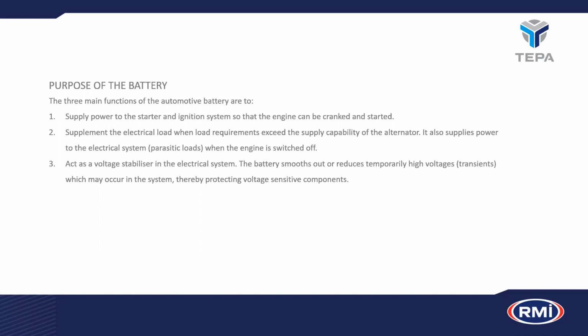And then it acts as a voltage stabilizer in the electrical system, where the battery smooths out or reduces temporary high voltages which occur in the system. Now, typically, you'll know that when you jump start a vehicle, everybody recommends that you switch on the headlights and you switch on the aircon and you switch on as many systems as possible. And that's to try and smooth out any spikes that may come through when the vehicle starts.